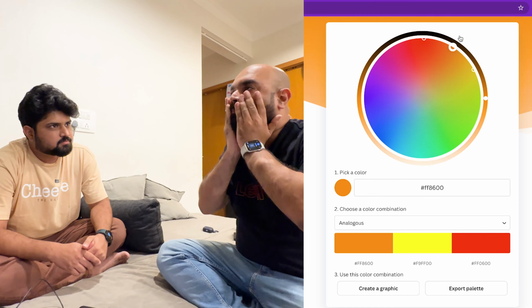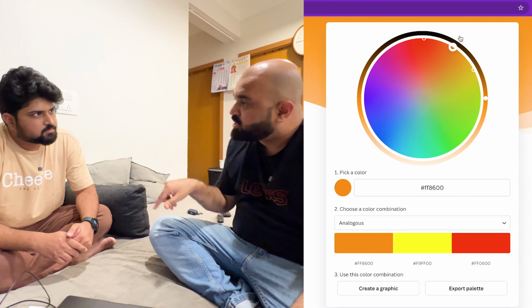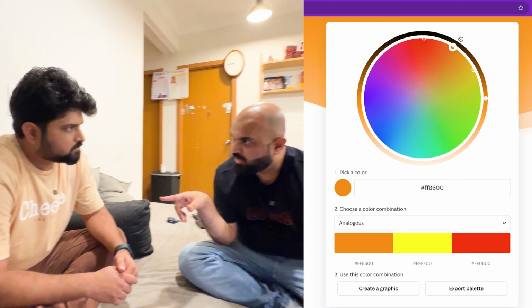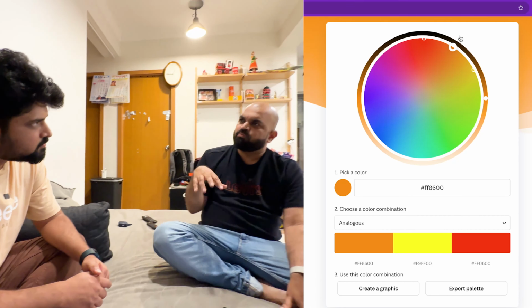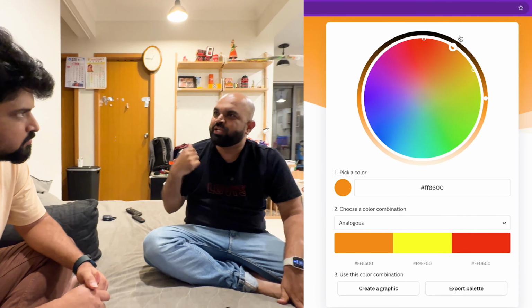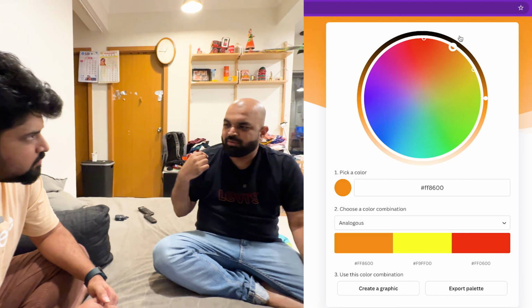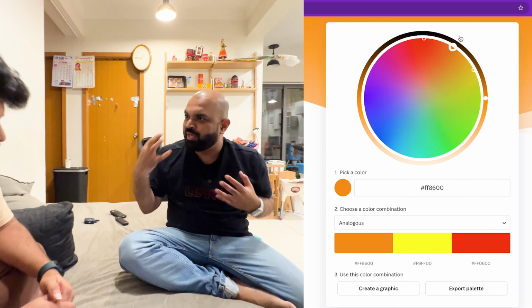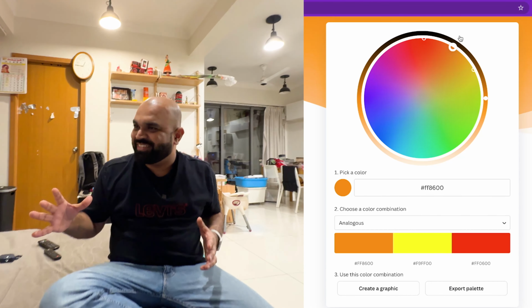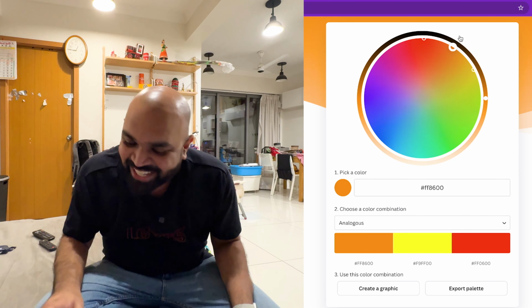Now, coming back to the complementary color relationship: if you are really looking for something which complements the other color, it's literally called a complementary color, right?